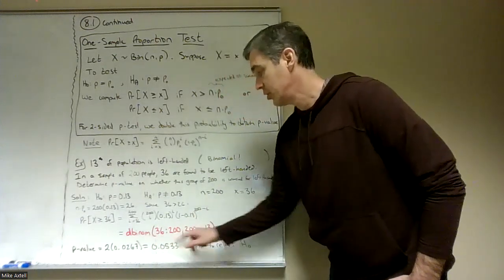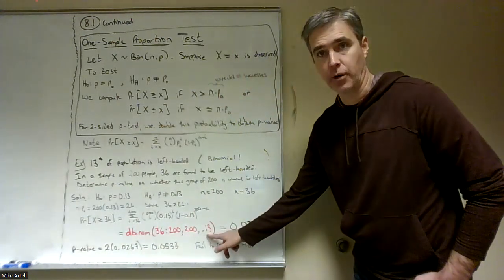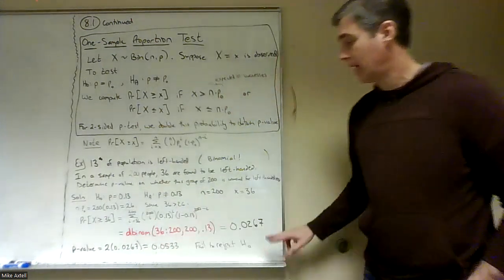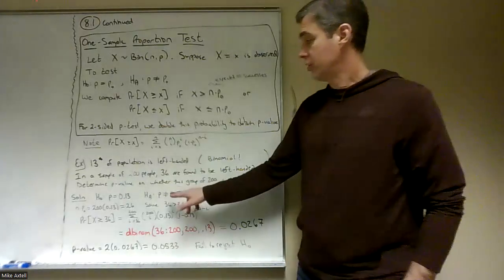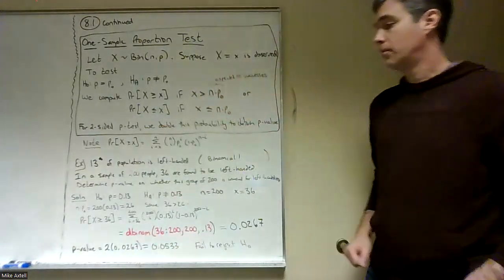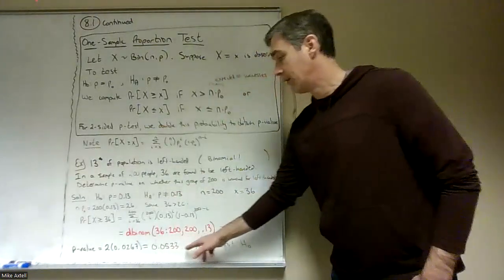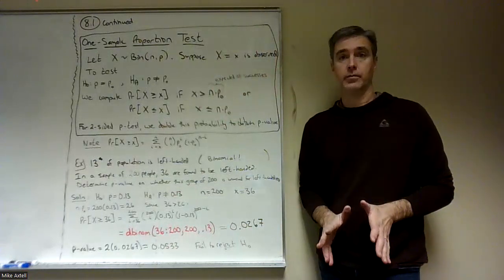So from 36 to 200 out of 200 trials with probability of success in each trial 0.13. That would be the R command, and it spat out 0.0267. Now I've got a two-sided alternate hypothesis, so I'm going to double that output, and I get 0.0533. So that is the true p-value.